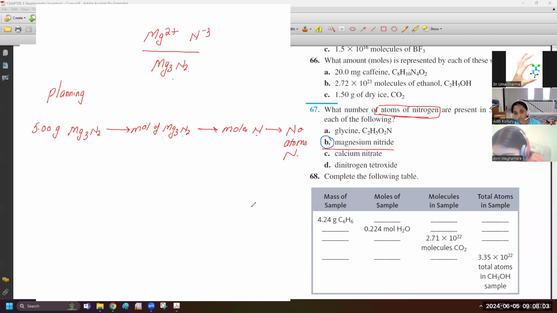Aditi, is it okay? Yeah. You're doing this error every time. How to go from grams to moles? What am I going to use? Answer this, Avni. Grams to moles, periodic table, molar masses. Moles of Mg3N2 to moles of nitrogen, molar ratio, dear. Molar ratio. In 1 mole of Mg3N2, how many moles of nitrogen are there? 2. Yes. From moles of nitrogen to number of atoms of nitrogen, Avogadro's number.